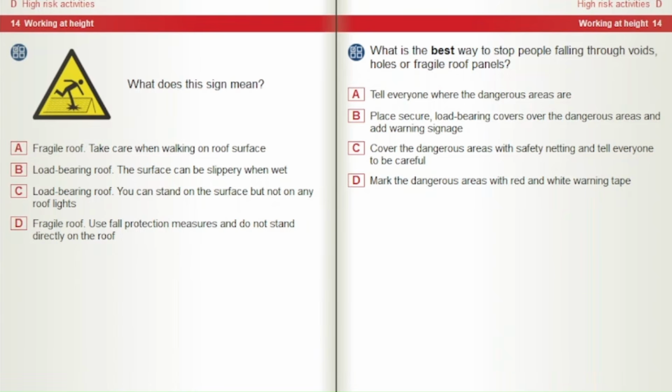What is the best way to stop people falling through voids, holes, or fragile roof panels? Tell everyone where the dangerous areas are. Place secure, load-bearing covers over the dangerous areas and add warning signage. Cover the dangerous areas with safety netting and tell everyone to be careful. Mark the dangerous areas with red and white warning tape.